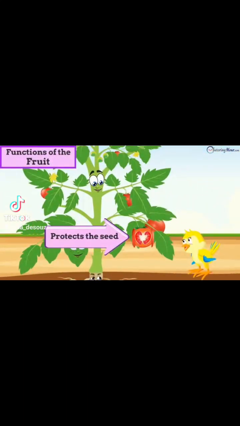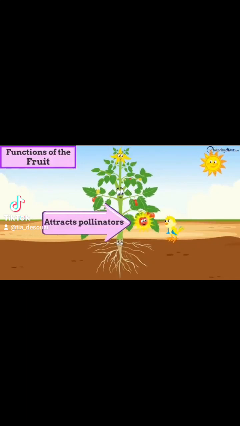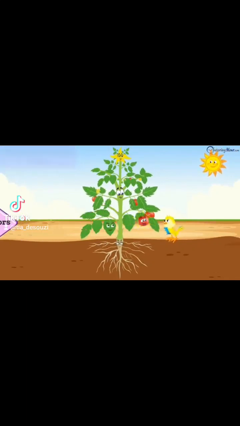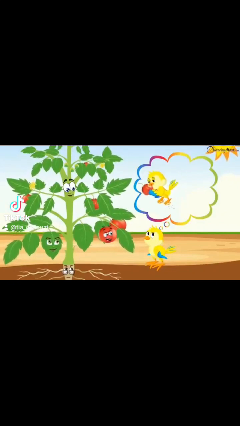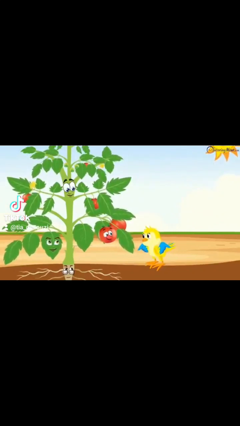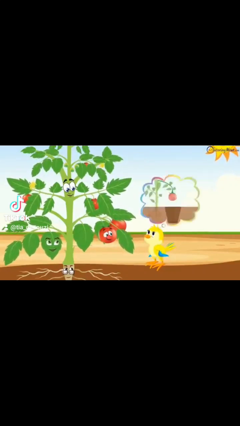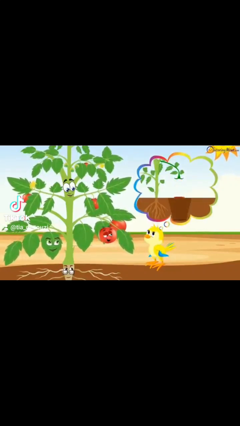I protect the seeds. I, like the flower, attract pollinators like you. Am I a pollinator? You carry the seeds and drop them around, don't you? Of course I do. Now that makes you a pollinator. If unpicked, I rot and fall off to the ground. My seeds germinate and give rise to many baby plants.